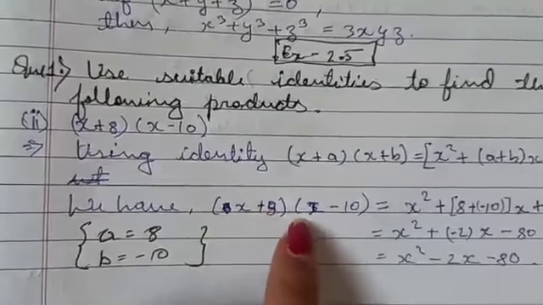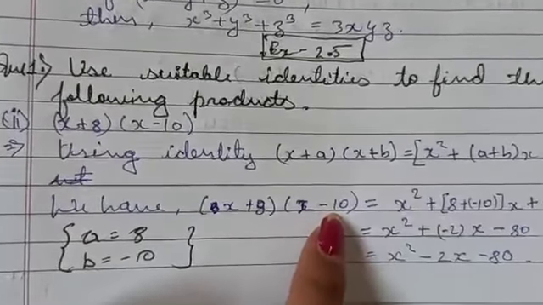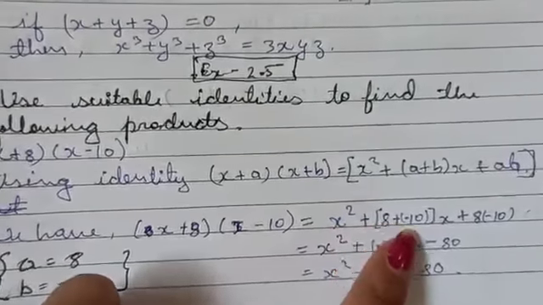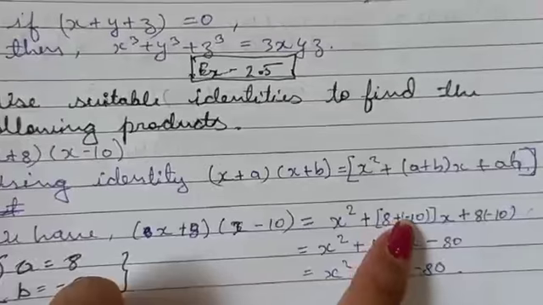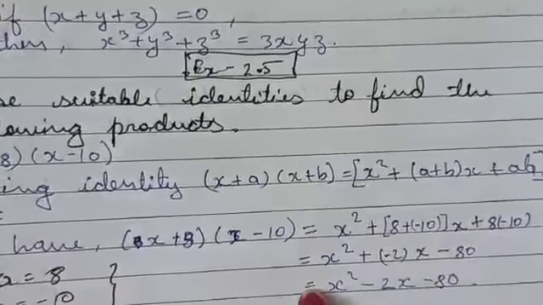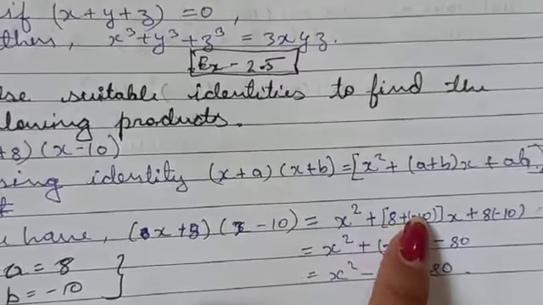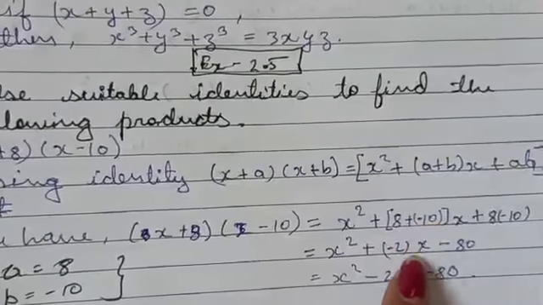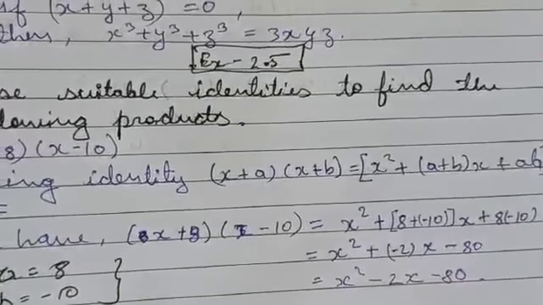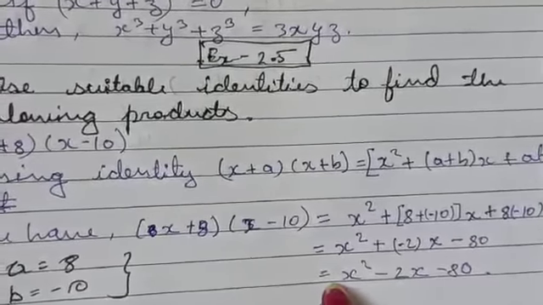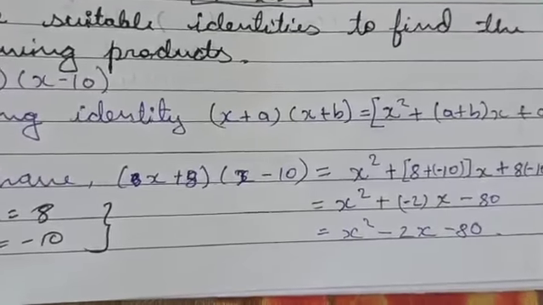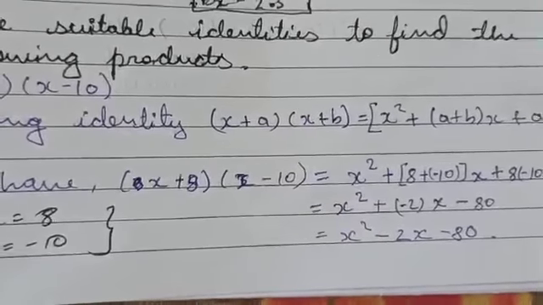So x plus 8 multiplied by x minus 10 is equal to x square as it is, now a plus b, 8 plus minus 10, into x, plus a into b, 8 into minus 10. So x square as it is, their sum is minus 2, and minus 2 into x is minus 2x, and 8 into minus 10 is minus 80. So their expansion is x square minus 2x minus 80, or product you can say. I said expansion because we have used an identity.